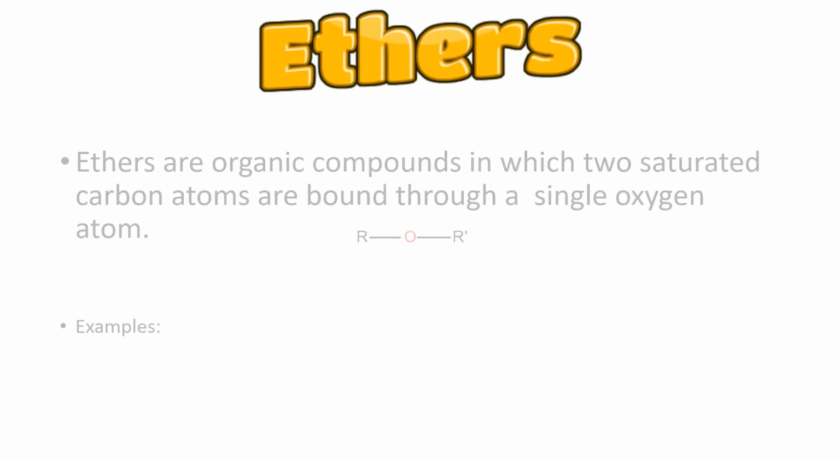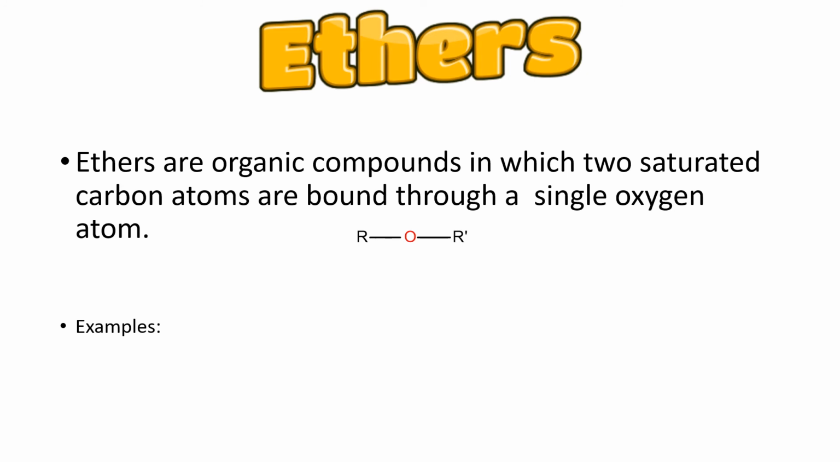Ethers. So also a single bonded oxygen, and really what's happening here is we've got an oxygen in between 2 carbon chains. They could be the same length, or they don't have to be the same length. And that's what this little prime by the R stands for. It says, well, it could be the same as this R, but it might be different, so we'll put this little prime. So let's look at some examples here, and the names are included too.